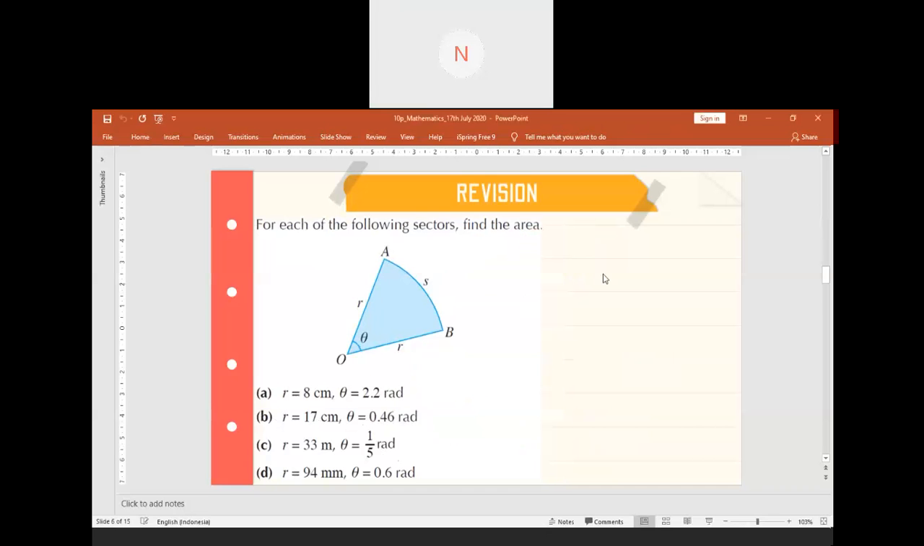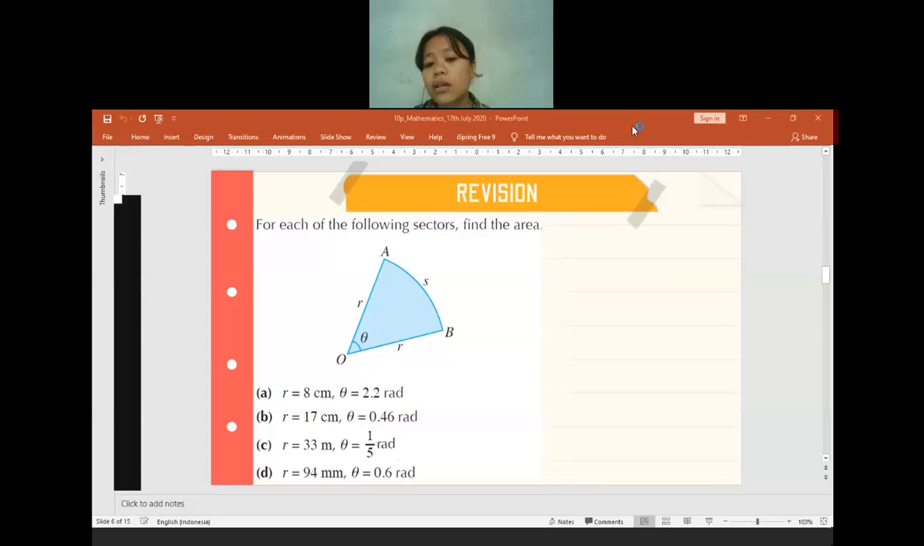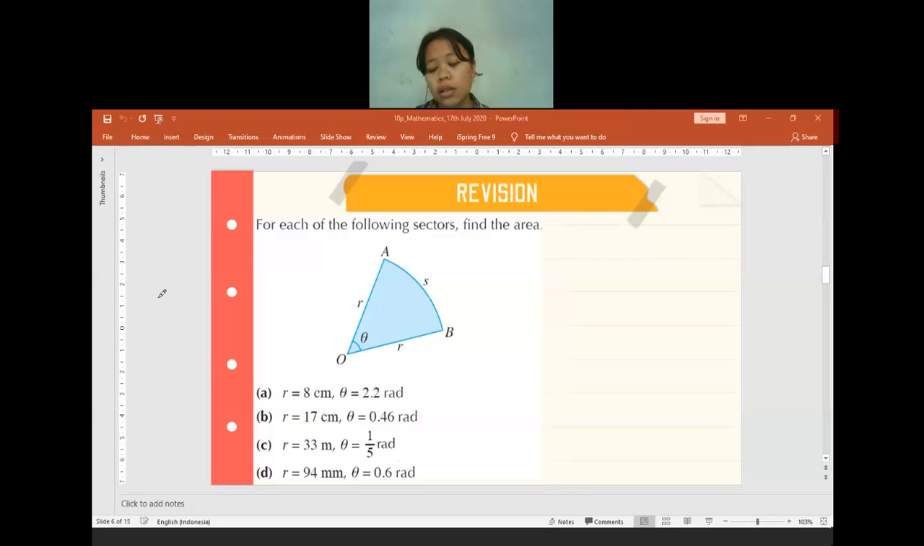For the next question, we have to find the sector area. For the sector area, the angle is given in the radian unit. So what formula do we have to use? Half times radian square? Are you sure? Radian square, or radius square? Which r is it? Radian square or radius square?